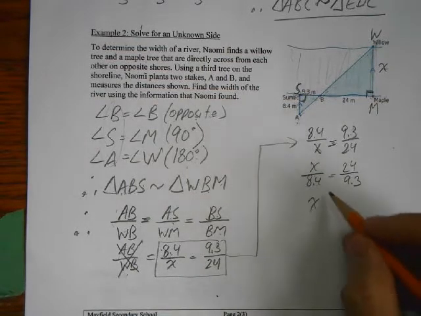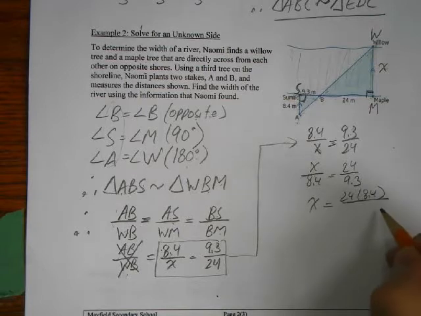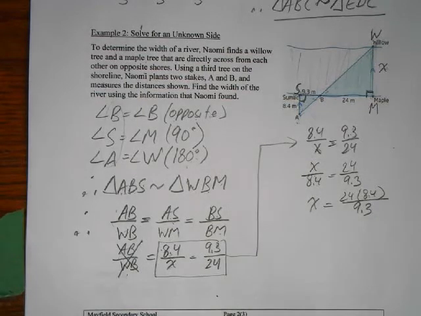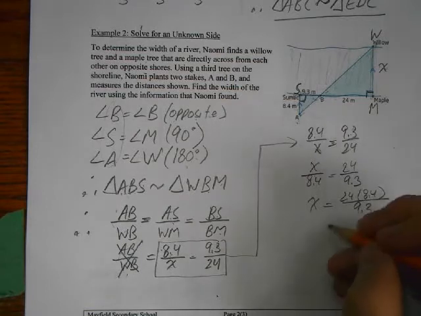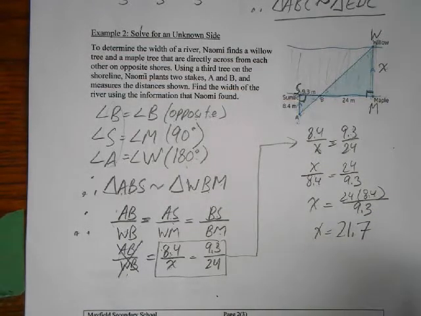And now you can see, well, if I want to get x by itself, I just multiply both sides by 8.4. So I'm going to get this, 24 times 8.4 divided by 9.3. And when I calculate that, that's equal to 21.7. And the units are meters from the picture.